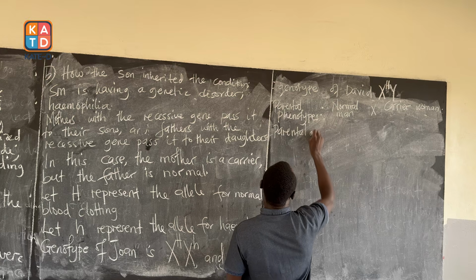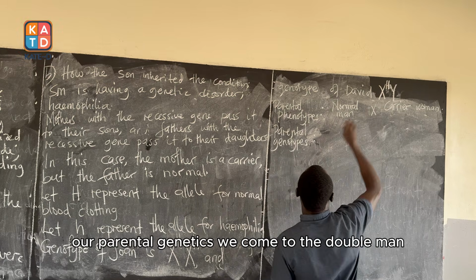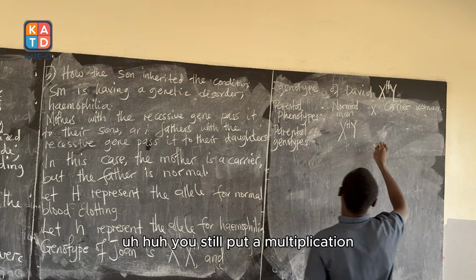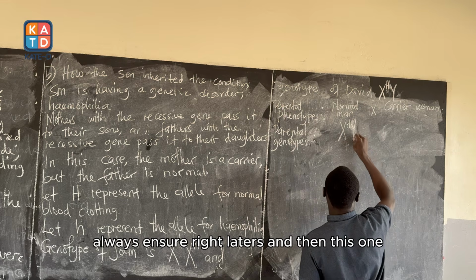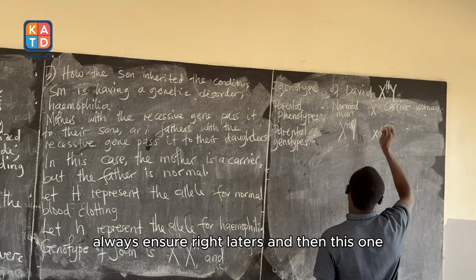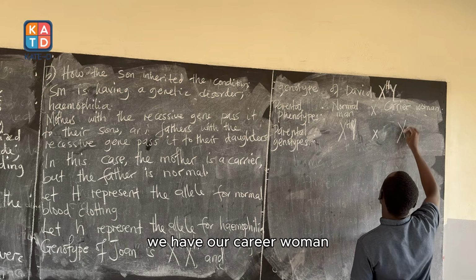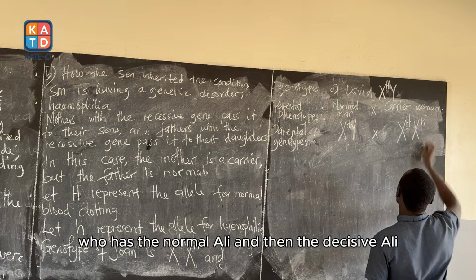Parental genotypes. Our parental genotypes, we come to the normal man. We had X. This, you still put a multiplication. Always ensure you write letters. And then this one, try to make it a bit small. We have our carrier woman who has the normal allele and then the recessive allele.